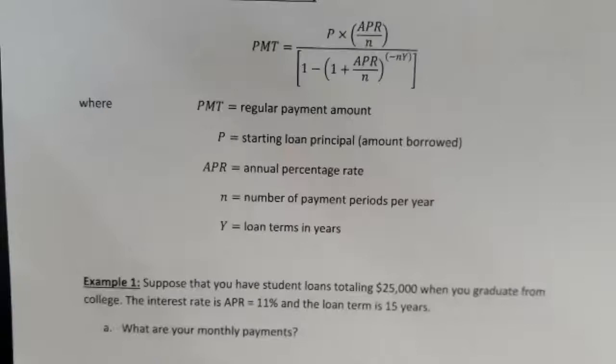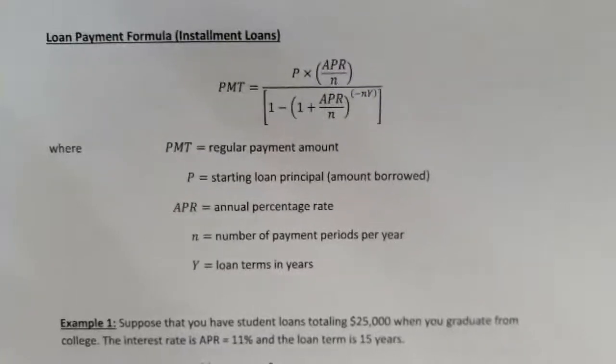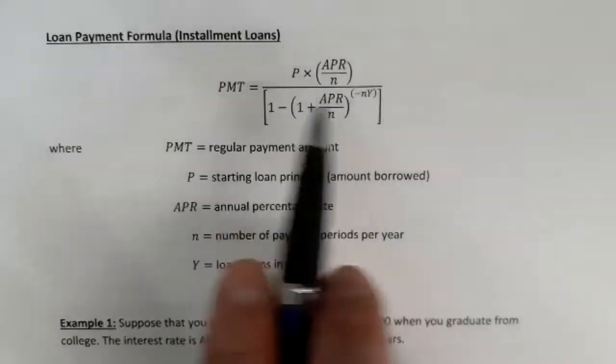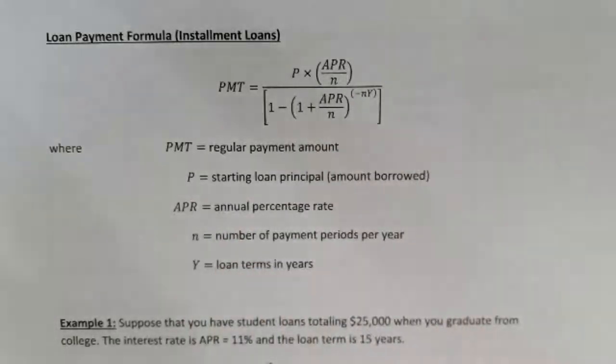If we want to repay a loan, they give us a loan repayment formula in the book. All of this, I think, is just reusing variables that we've already had. Our PMT, if we want to know what our payment on our loan is going to be for an installment loan, is our principal times our APR over N, over 1 minus, and then parentheses 1 plus APR over N, to the negative N times Y. This is the first time that we've had negative exponents in a formula, but there is a negative exponent up there.